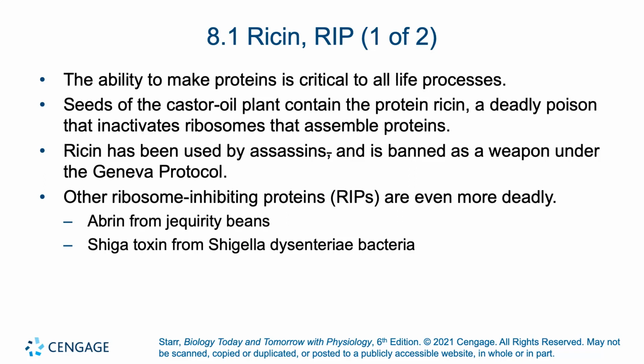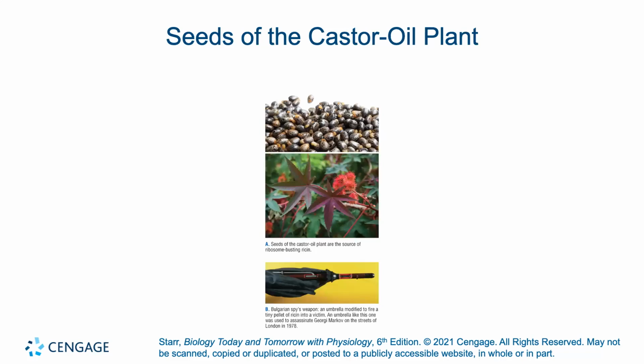Why are these tools out there? They're used as defenses by these organisms against attack. But they can obviously be engineered to other purposes. You can see some examples here. On top is the castor oil plant, the source of the ribosome-busting ricin, and below is an umbrella modified to fire a tiny pellet of ricin into the victim. This was used to assassinate Georgi Markov in the streets of London in '78. So, pretty nasty stuff.